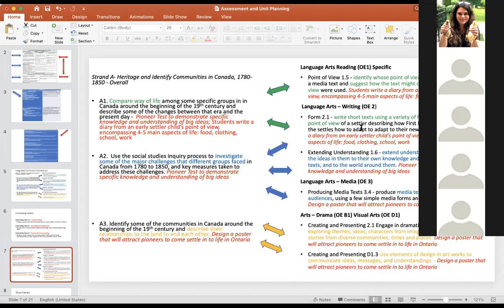Then when I look at the language arts one, I want to make sure that I'm teaching them a lesson where they're going to be able to write a short text using a variety of forms. Well, one of the things I said I was going to do was have them write a diary. So that's one of a variety of forms. So yes, students writing a diary will fulfill that expectation.